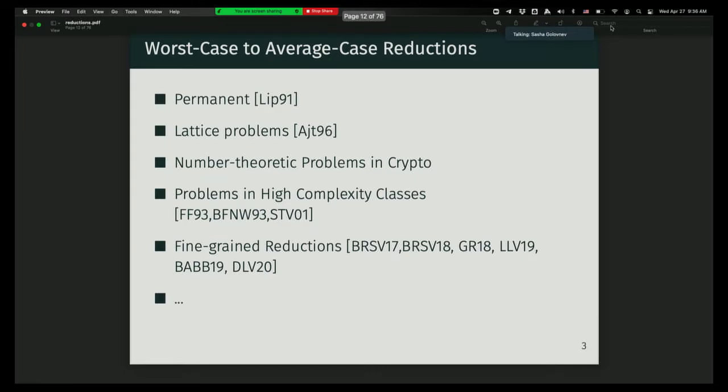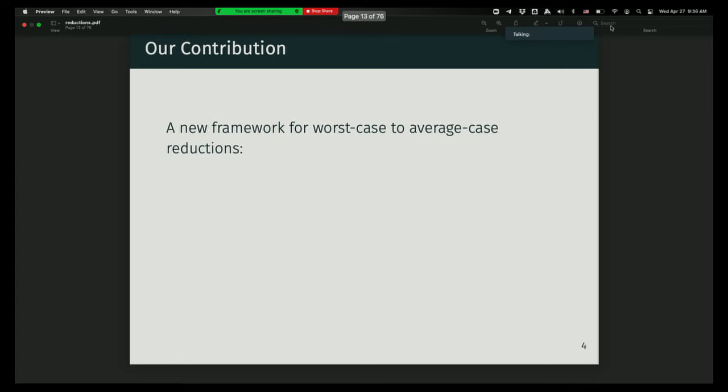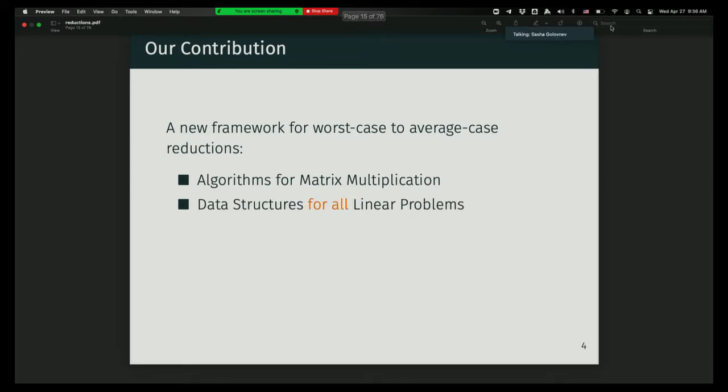Good. All right. Yeah, of course, there are many more problems that admit worst-case to average-case reductions, but I just wanted to give you a flavor of some of them. So in this work we design what we think might be a new technique for worst-case to average-case reductions. And we show how to apply it to algorithms for matrix multiplication, and to static data structures for all linear problems. So let me just give you an example.